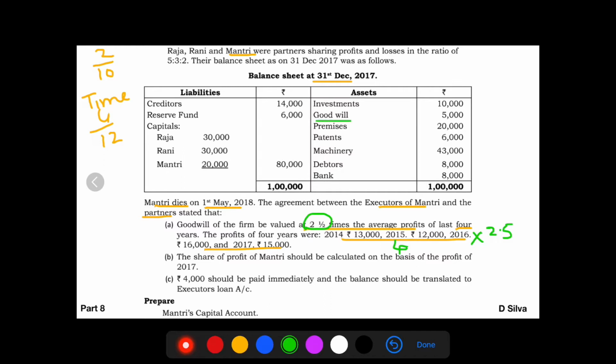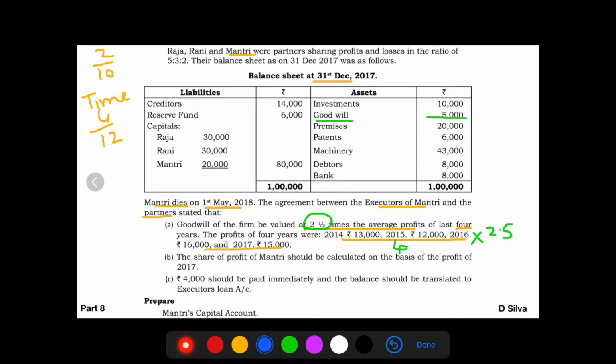Out of this, you need to reduce 5,000 from the amount. The reason is that this goodwill is in excess, which is already existing in the business. After reducing this amount, we will get the actual goodwill of the firm. And this actual goodwill of the firm, you will give Mantri's share of goodwill. While solving the problems, I will explain to you again.